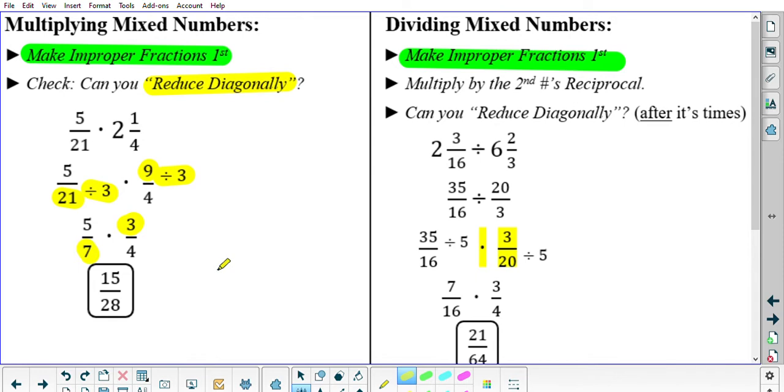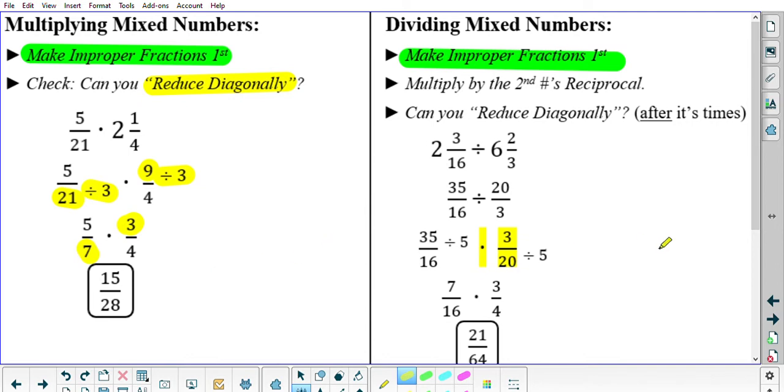The reason I would want to reduce numerators and denominators before I multiply is because it makes the multiplication very easy. Because now you have small numbers to multiply, and then you don't have to reduce at the end if you reduced as much as you could before you multiplied. And to clarify, you can only reduce a numerator and a denominator. You cannot reduce two denominators together or two numerators together.